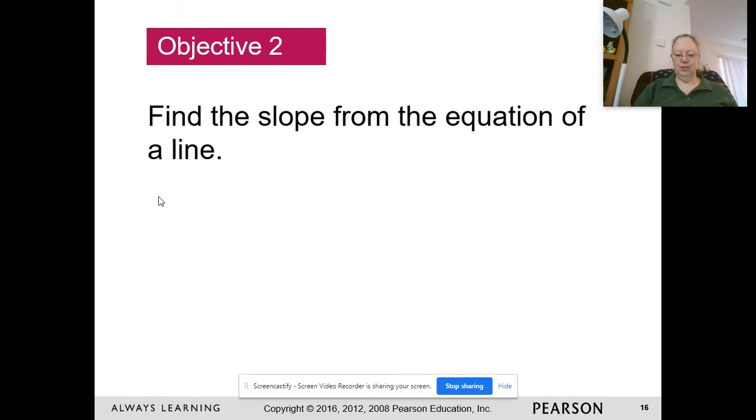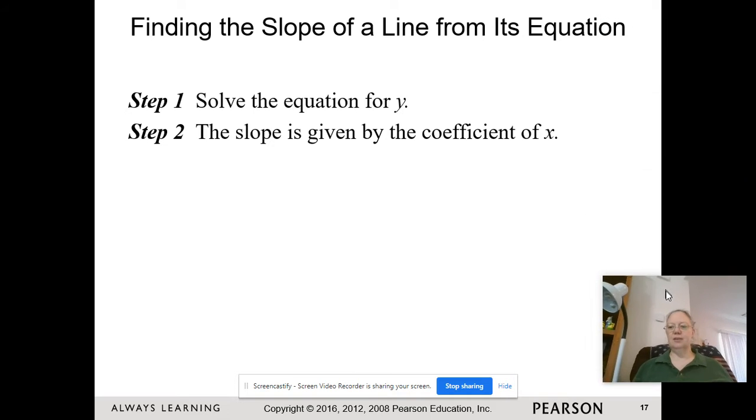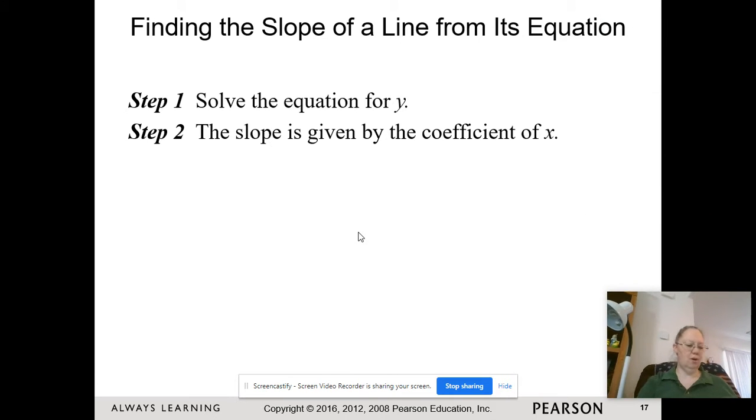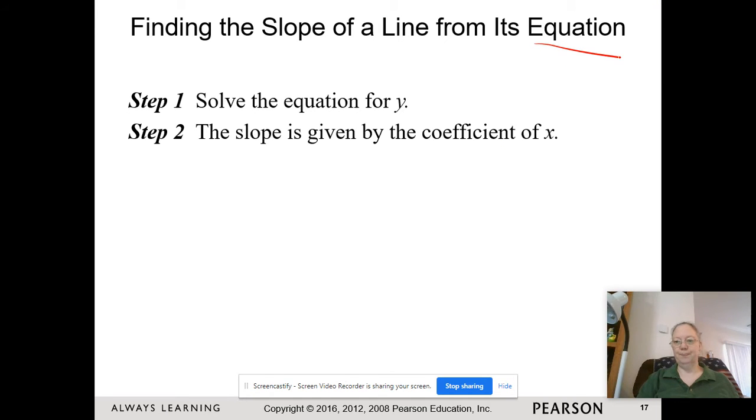All right, this is a continuation of the section 3.3 video, slope of a line. We talked before about how to find the slope if we are given a graph. We talked about how to find the slope if we are given two ordered pairs. Now we're going to talk about how to find the slope if we have an equation.